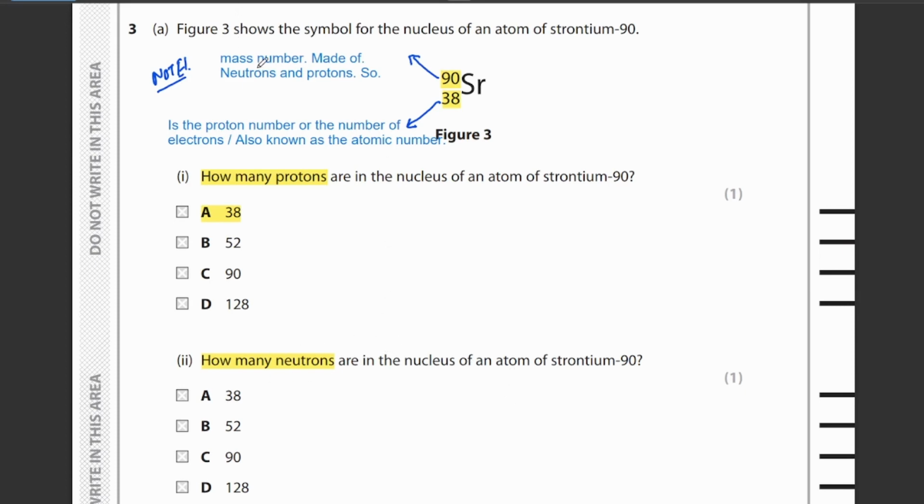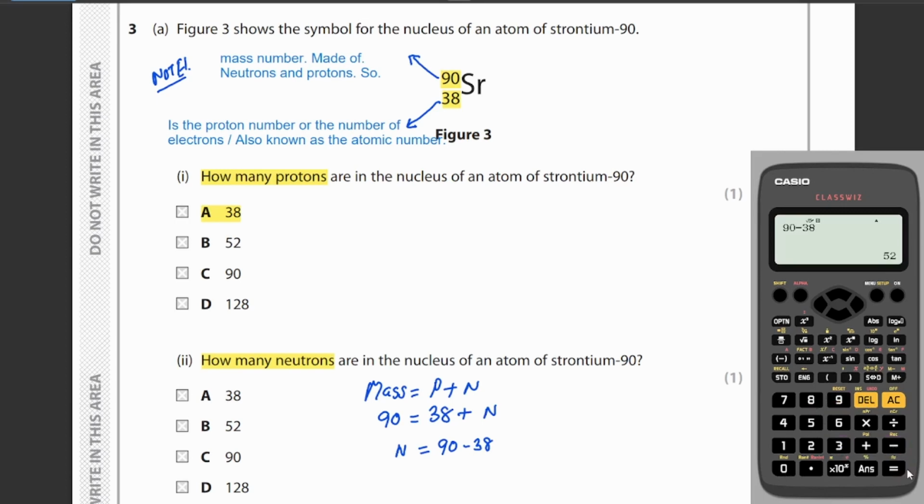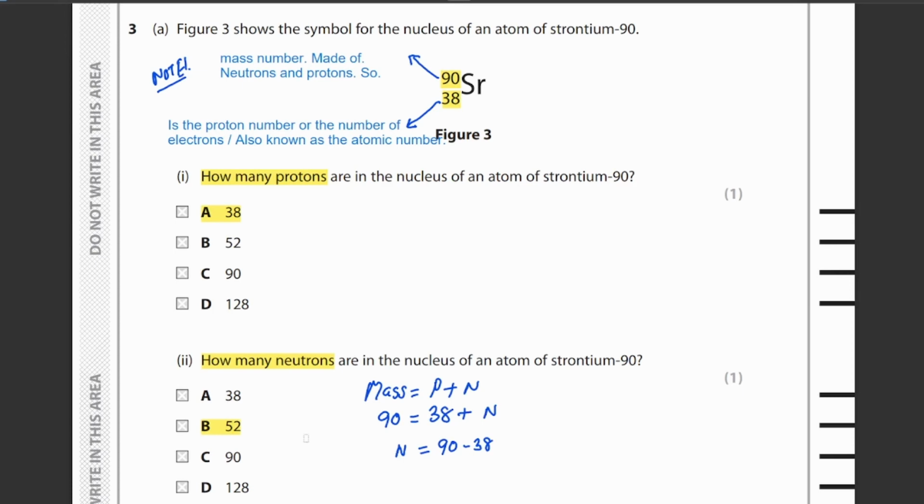The mass number, remember, is made up of protons and neutrons. So mass equals the protons plus the neutrons. If the mass is 90 and the number of protons is 38, the neutrons can be found by taking away 38 from the mass number. So what is 90 minus 38? Let's bring the calculator. It's always good to check with the calculator, because you don't want to lose that 1 mark. So the answer is 52. Let's mark that as the answer and move on to the next question.